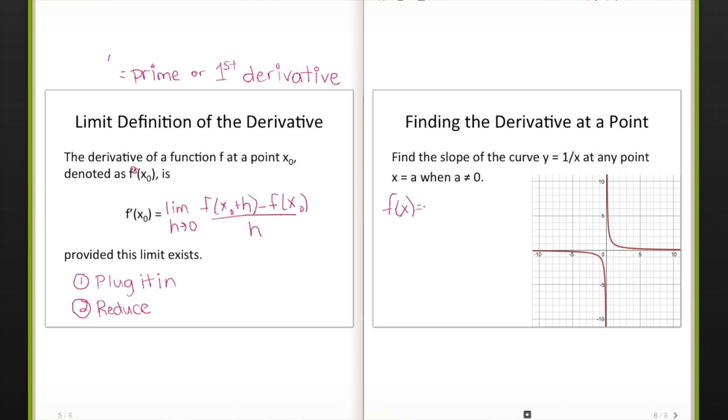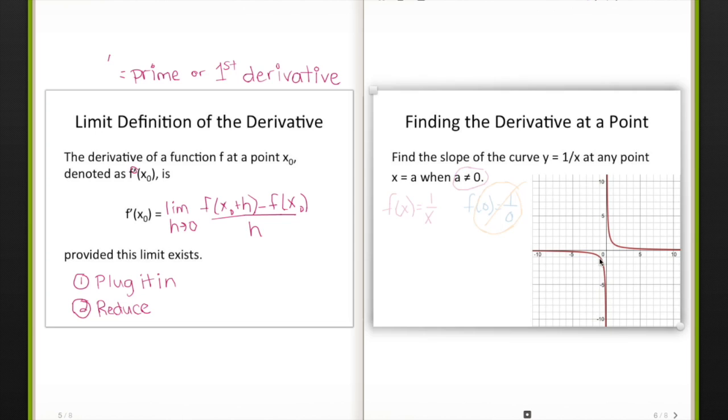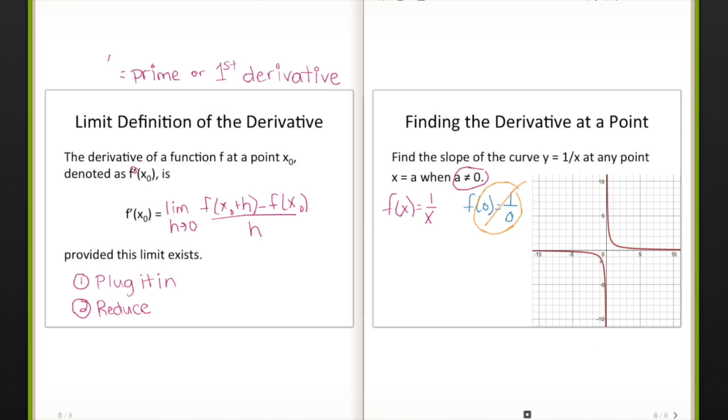So let's go ahead and look at an example here. We're trying to find the slope of the curve, y equals 1 over x, at any point x equals a, where a does not equal 0. Why is it important that we mention that a does not equal 0? Well, let's plug 0 in. Then we get 1 over 0. We cannot have a 0 in the denominator. This is an undefined value. So that a equals 0 is just reminding you that that is your undefined value.